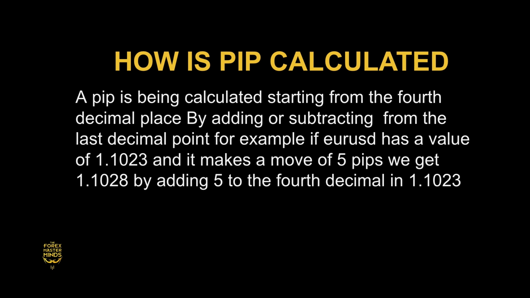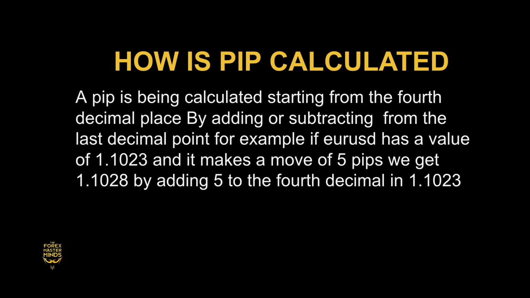In a sell scenario, if your pair moves towards the downside, you have to subtract. So if you sold at 1.1028 and presently it's at 1.1023, you have made a profit of 5 pips.